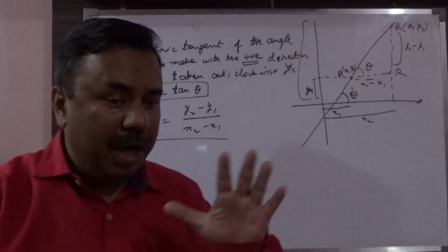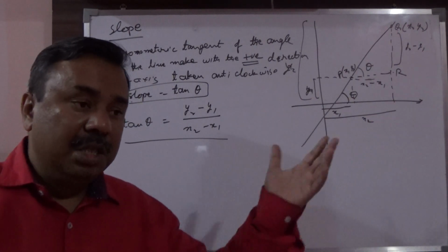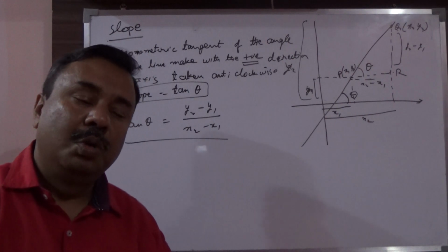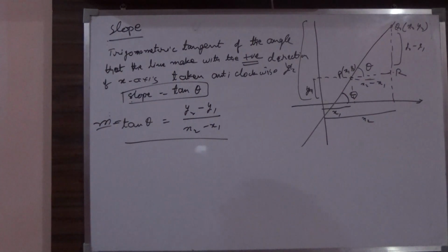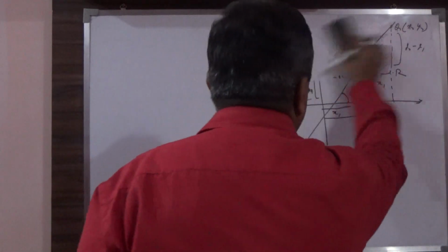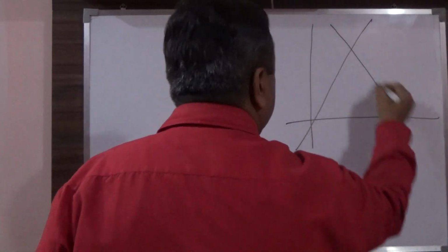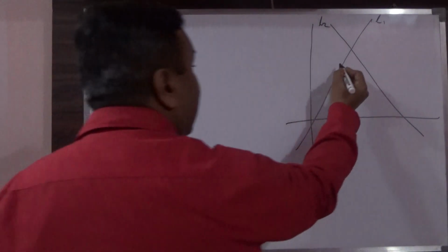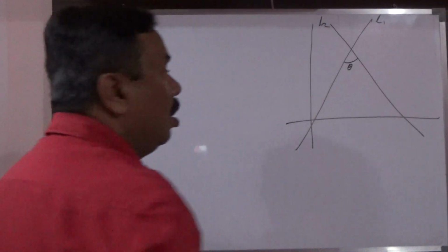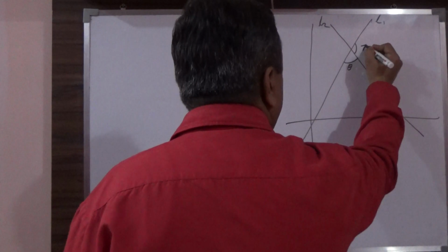Now if you have the slope of one line, and you are given the slope of another line also, and you have to find the angle between the two lines, I will use the formula or concept of slope to find the angle between two given lines. Suppose that these are the two lines, this is L1 and this is L2, and the angle made between them is theta. Obviously, the other angle is pi minus theta.